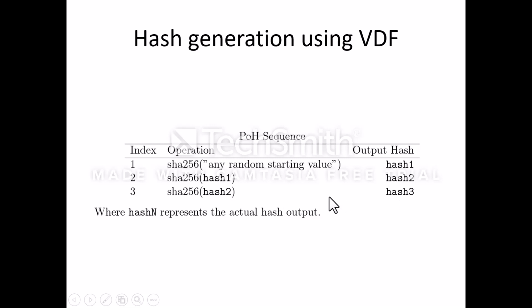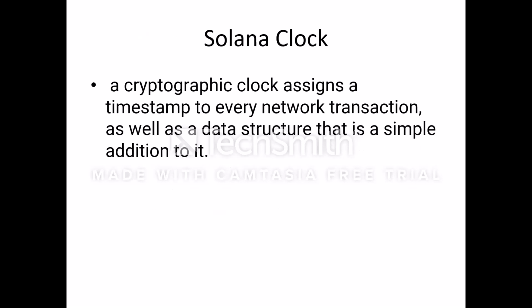Now the question is how the transaction order will be decided, basically the sequence of the transactions, like which transaction will go first, second, and then third. In Solana we have a native clock that we call the cryptographic clock. It assigns a timestamp to every network transaction. Whenever a transaction happens on Solana, this cryptographic clock will put a timestamp on that transaction, and using that timestamp, the validators or the leaders will decide the sequence of the transactions.